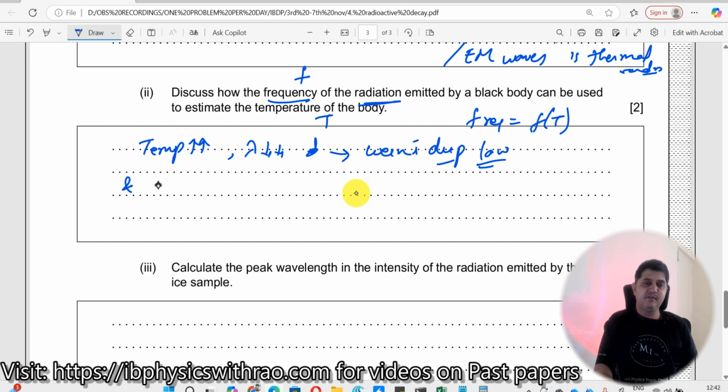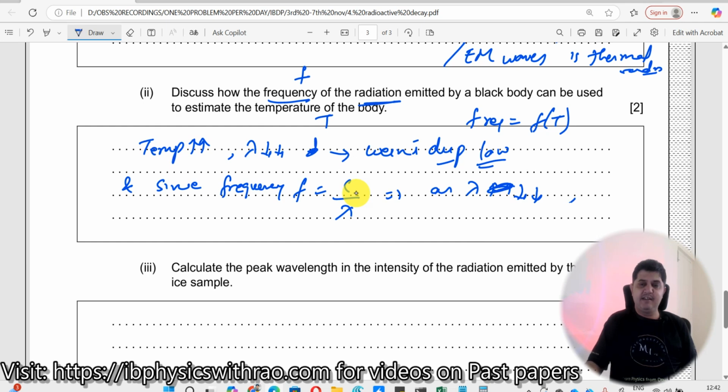And then since frequency f is equal to c by lambda, and we have discussed that lambda is decreasing, frequency will increase, or frequency is directly proportional to temperature. That's what you can say. Thus, you can determine the frequency of the radiation and use it to find out the temperature of the hot object.